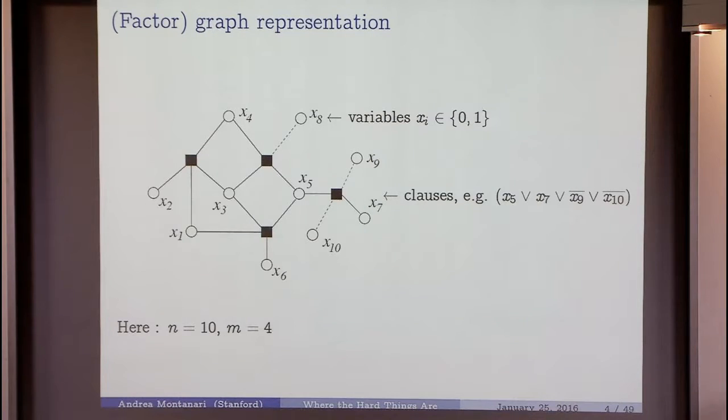Something that I will use quite a bit through the talk is a representation of an instance as a graph. You can think of an instance either as a hypergraph or as a factor graph. Here I gave the factor graph representation. The factor graph is a graph with two types of nodes: nodes that correspond to variables, the little circles, and nodes that correspond to factors, the little squares. I put an edge between a factor and a variable node if and only if that variable appears in the corresponding clause. For instance, this is my representation of the clause x5, x7, not x9, not x10. I put a dashed edge when there is a negation. This is a simple formula over n variables and 4 clauses.